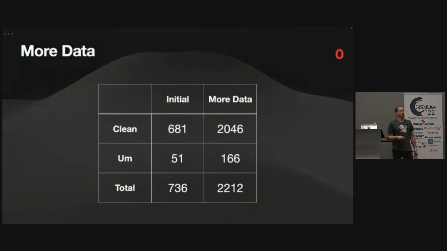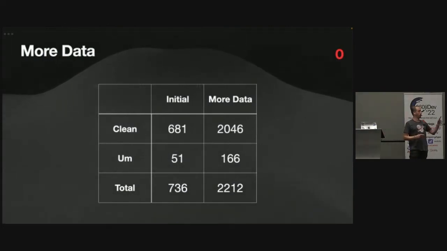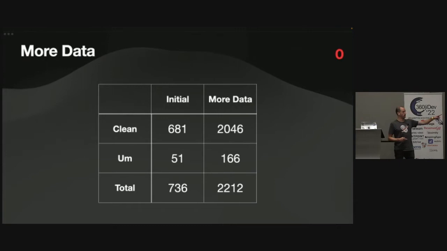Okay, so if we run this script now on the rest of the data, we get more. In the initial time, we had 681 cleans, and we bumped that up by about threefold. We had 51 ums. We bumped that up by threefold. I didn't do all of the data. I got tired after a little while, so I stopped at this.